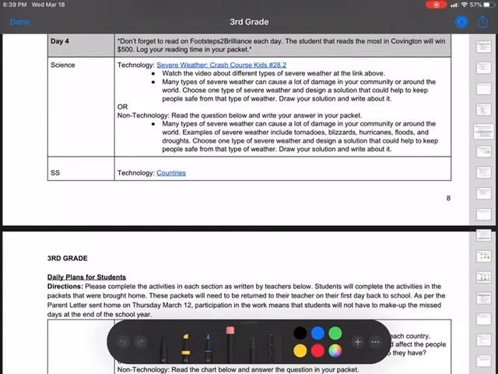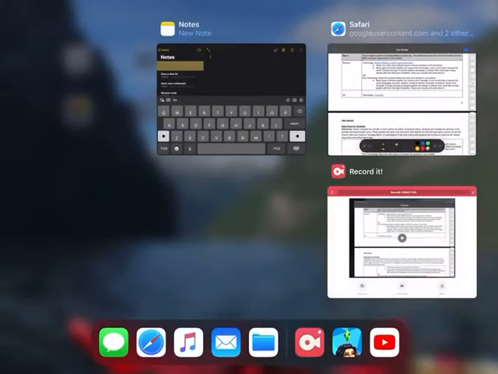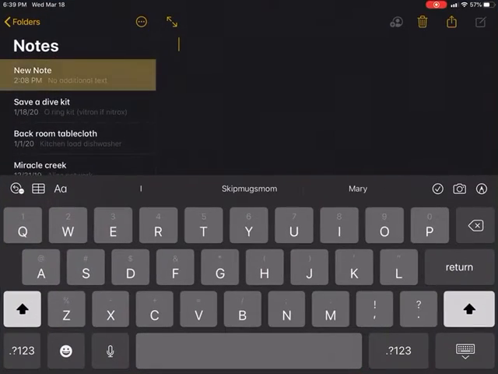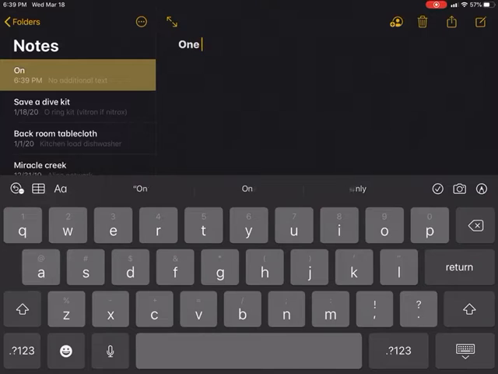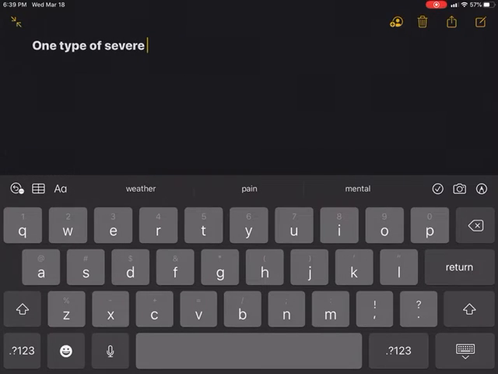So the first thing I'm going to do is mark up my question. So I'm going to choose one type of severe weather. And I'm going to choose a drought. So then I'm going to come over here. I'm going to write my restate. So one type of severe weather is a drought.